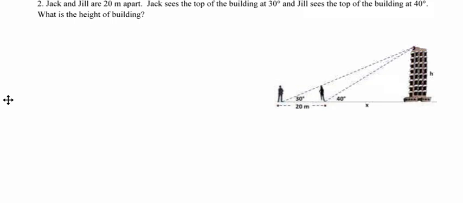So in this problem, it says Jack and Jill stand 20 meters apart. And if you take a look in the picture, you'll note the distance between them. Jack sees the top of the building at 30 degrees, whereas Jill sees the top of the building at 40 degrees. What is the height of the building? Well, like the very first question that we looked at, this one too consists of two triangles where one sits entirely on top of the other.